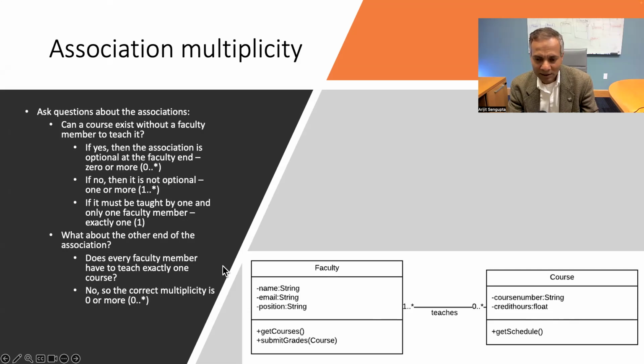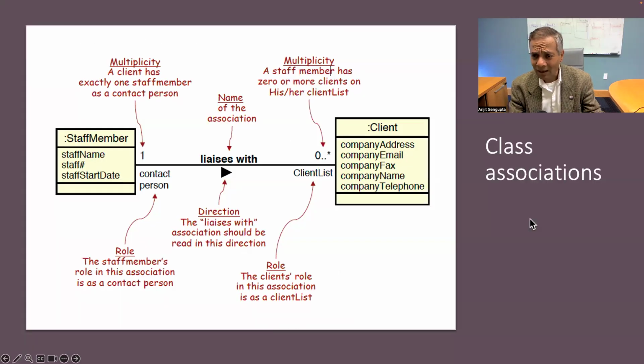With these multiplicity constraints, we should be able to answer these questions. Does every faculty member have to teach exactly one course? And if the answer is no, that first number is going to be a 0. So that's what an association multiplicity is.